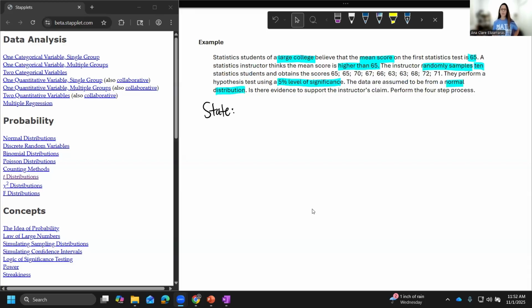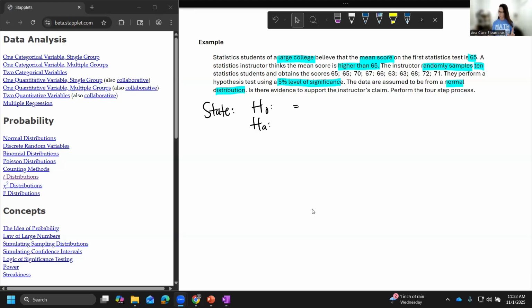Okay, a lot of stuff that we highlight. Some of them are related to conditions. Some of them are related to the actual null and alternative hypotheses. So the first thing we want to do is set up our null hypothesis and our alternative hypothesis. And we need to determine what this problem is about. Remember that the null is always a statement of equality.